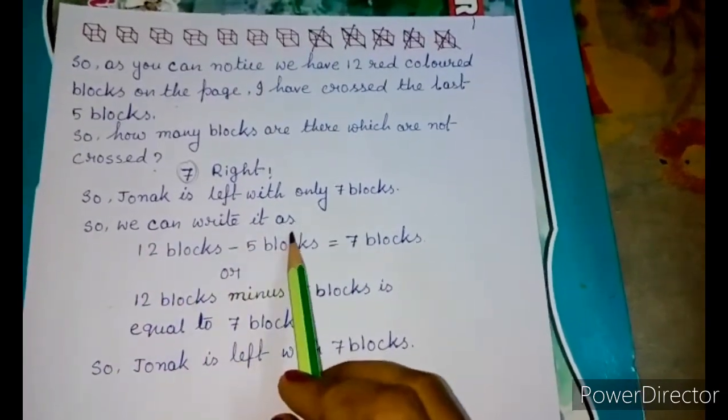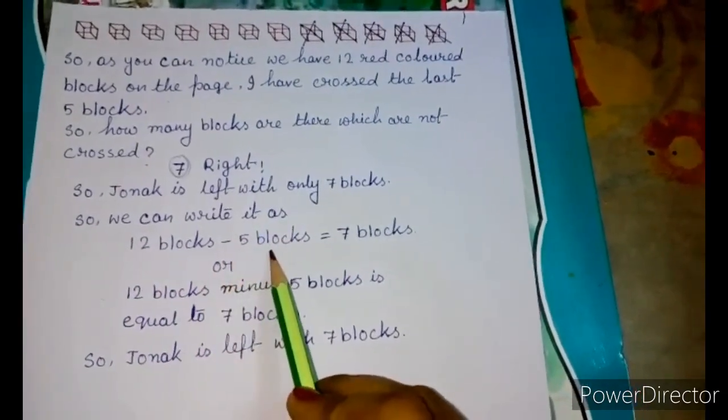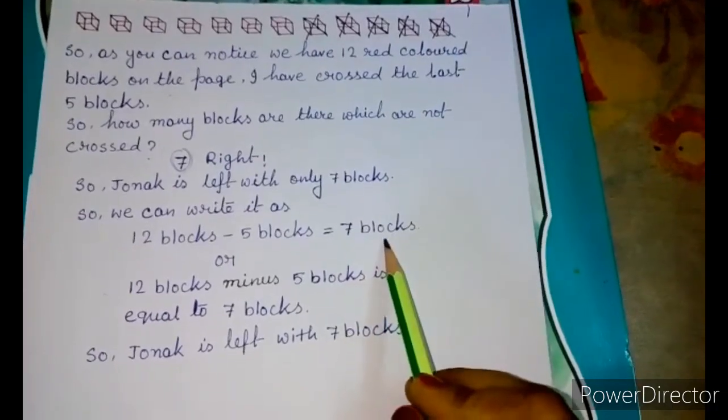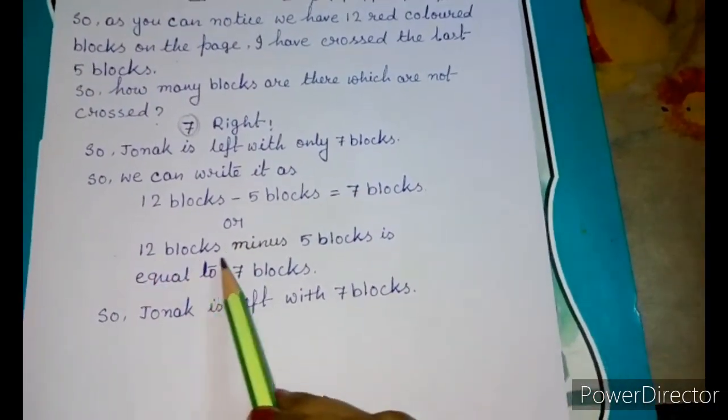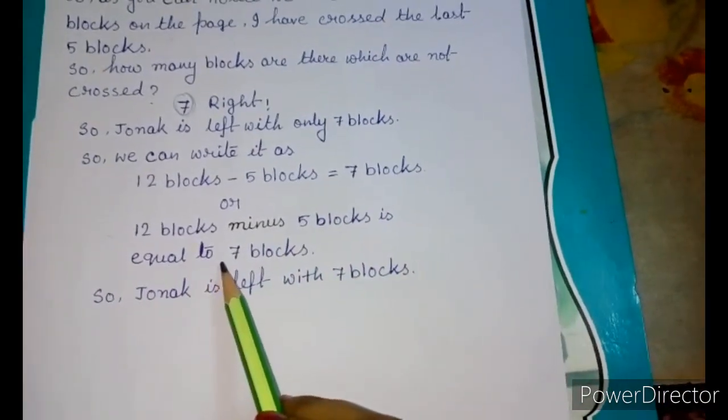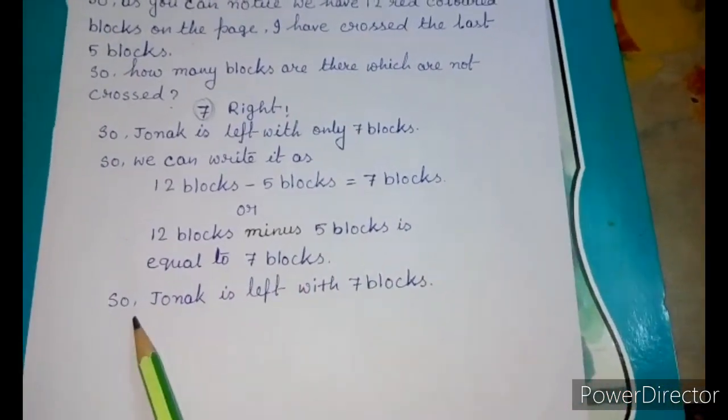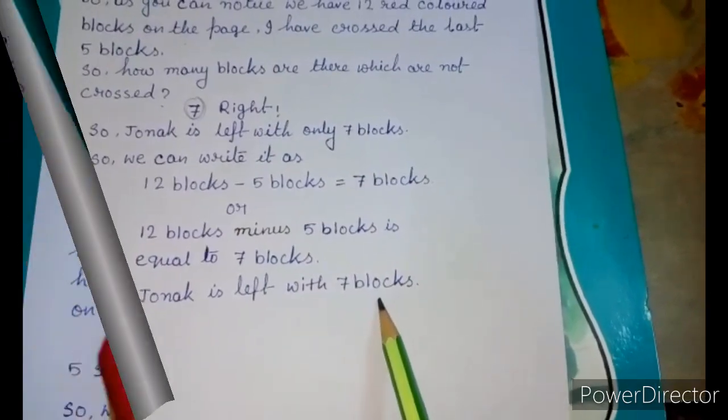So, we can write it as 12 blocks minus 5 blocks equals 7 blocks. So, Jonak is left with 7 blocks.